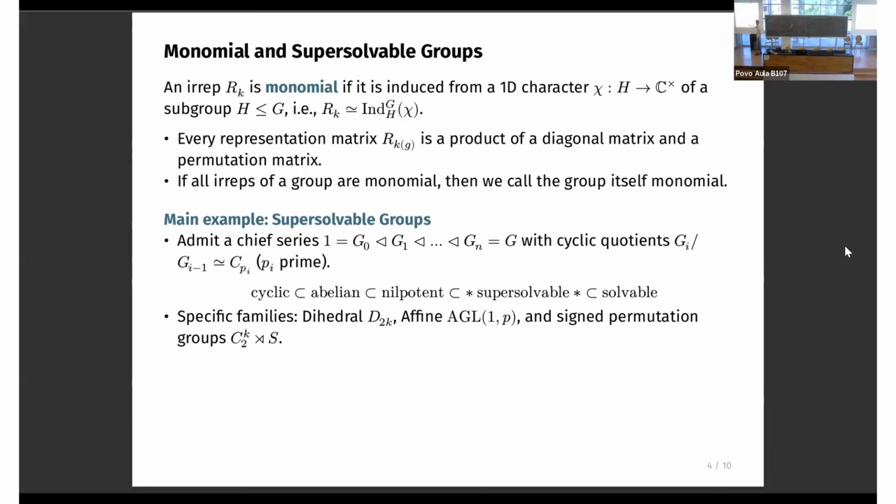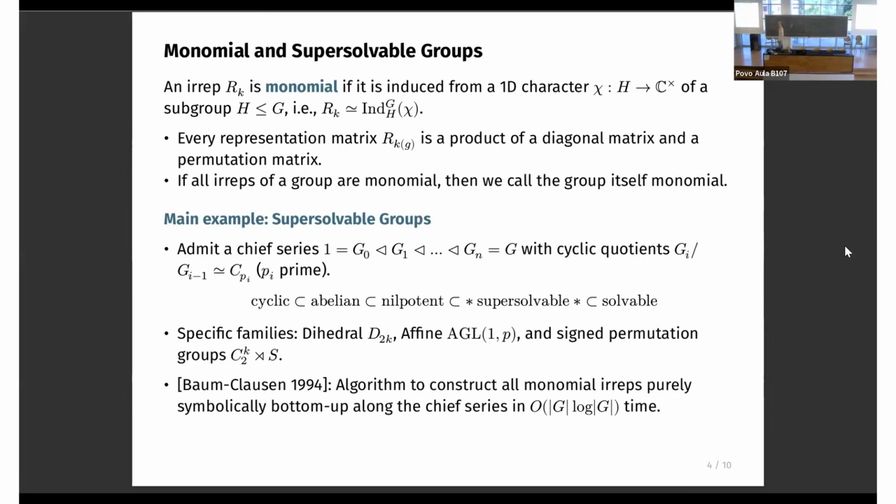And importantly, for instance, for polynomial optimization, obviously this one is in there, but if you take the semi-direct product between C2^k, which you can think of as a sign flip group, and a supersolvable group, then you're not necessarily supersolvable anymore, but you're still monomial. So there's even space between supersolvable and monomial. It's a reasonable number of groups that we can already deal with very fast.